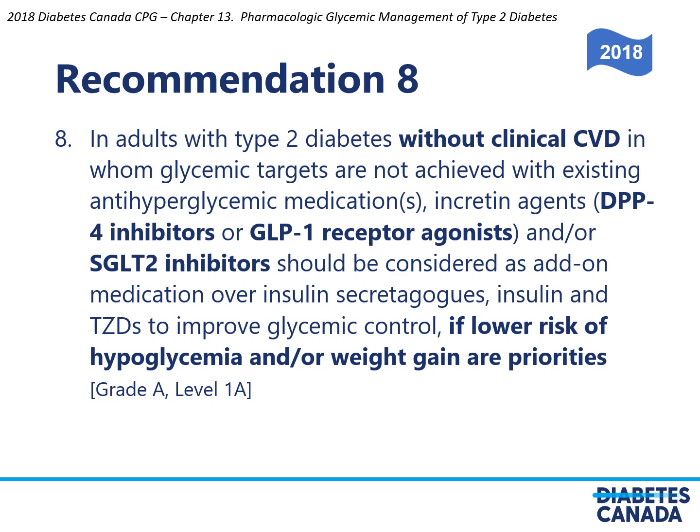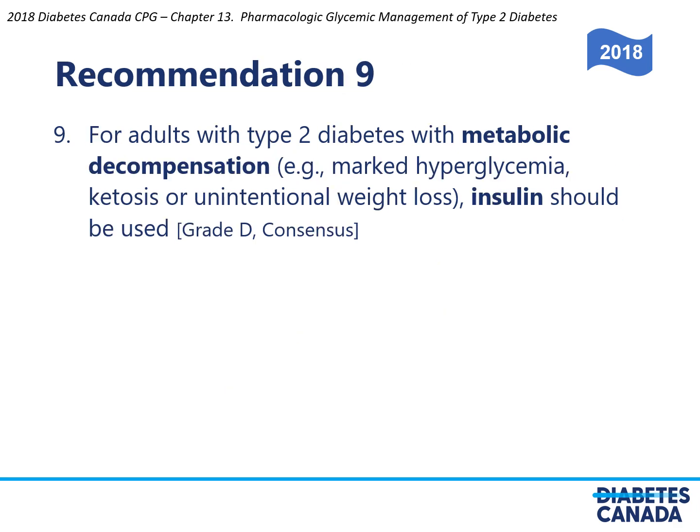Recommendation 8, in adults with type 2 diabetes without clinical cardiovascular disease in whom glycemic targets are not achieved with existing antihyperglycemic medications, incretin agents, DPP-4 inhibitors or GLP-1 receptor agonists, and/or SGLT2 inhibitors should be considered as add-on medication over insulin secretagogues, insulin, and TZDs to improve glycemic control if lower risk of hypoglycemia and/or weight gain are priorities. Recommendation 9, for adults with type 2 diabetes with metabolic decompensation, for example, marked hyperglycemia, ketosis, or unintentional weight loss, insulin should be used.